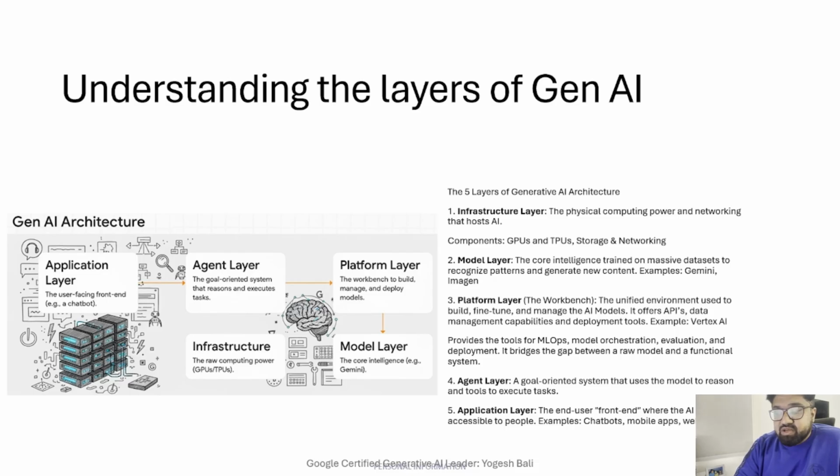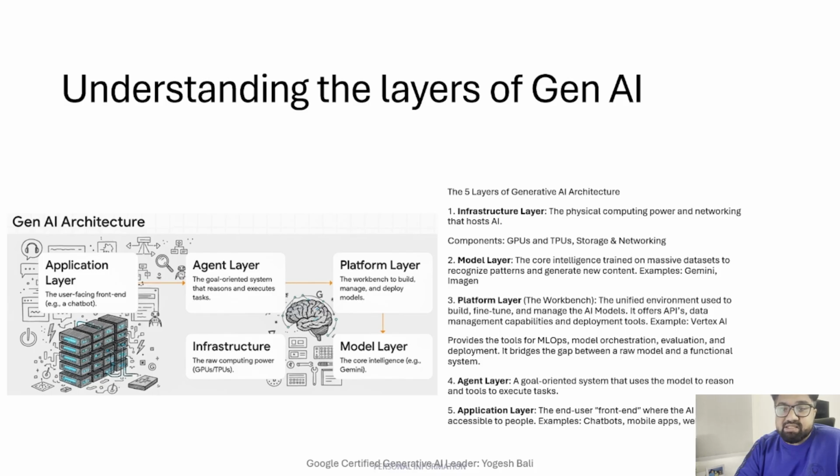Then there comes the model layer, which is the core intelligence. Here we train a model with a vast amount of data, and examples of this model layer are Gemini, Imagine, Chirp, these models. The platform layer is the workbench to build, manage and deploy the models. It offers APIs, data management capabilities and deployment tools. An example is Vertex AI.